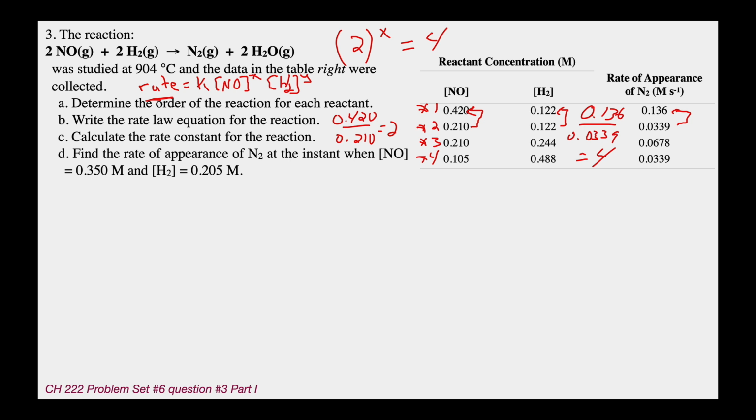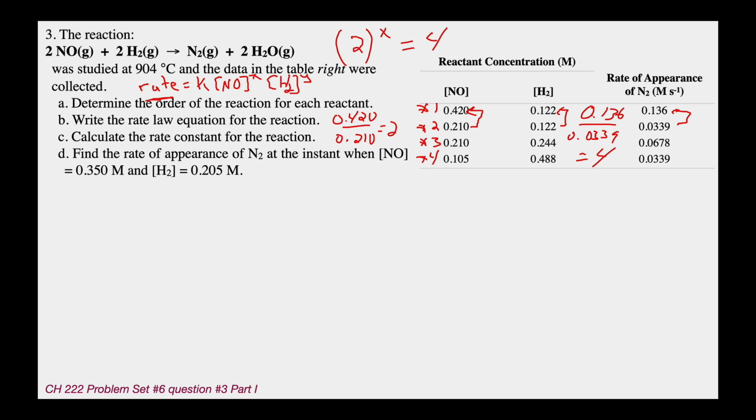So notice what I did there. I'm looking at just NO because H2 is staying the same. K is also staying the same. So K only changes if you change the temperature, and we're not doing that. So it's really like NO, the change of NO to the X power equals the change of the rate. So 2 to the X equals 4.